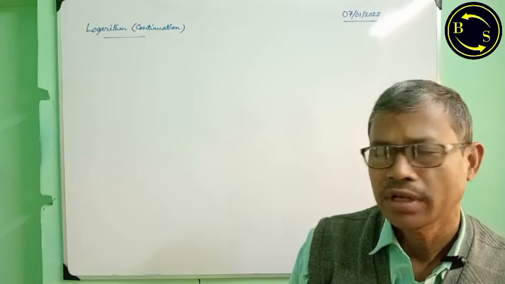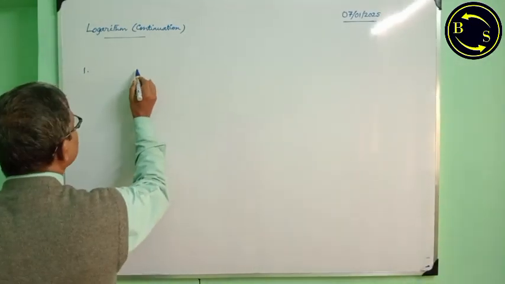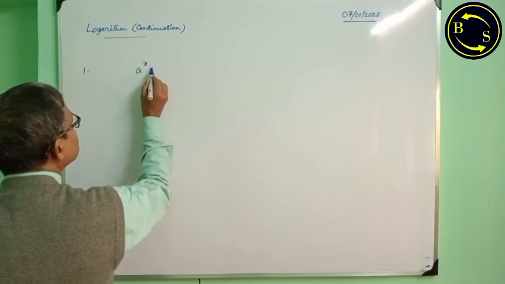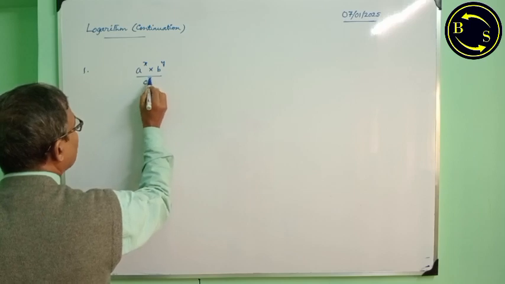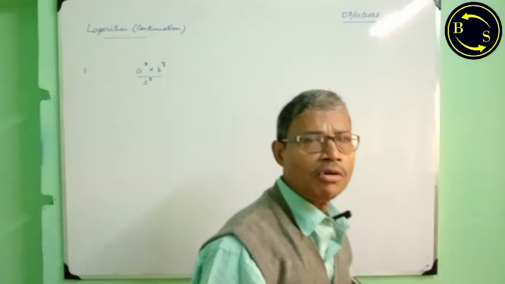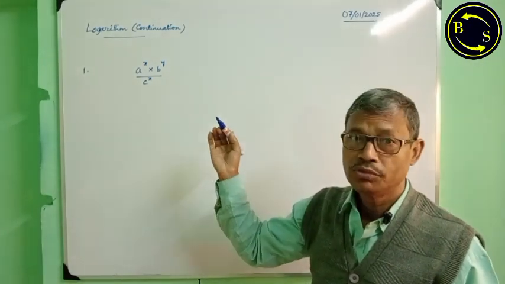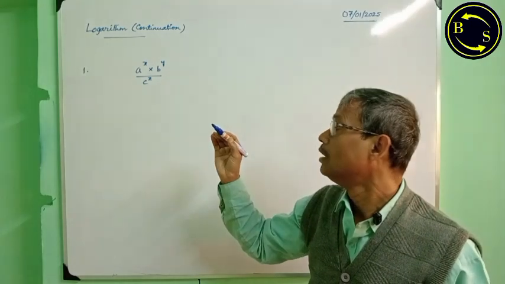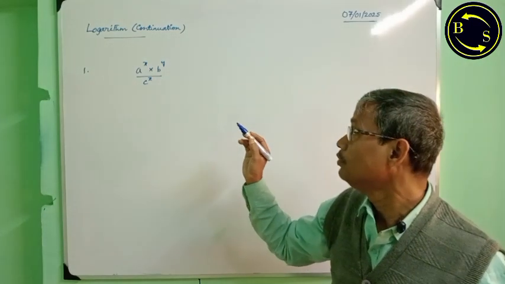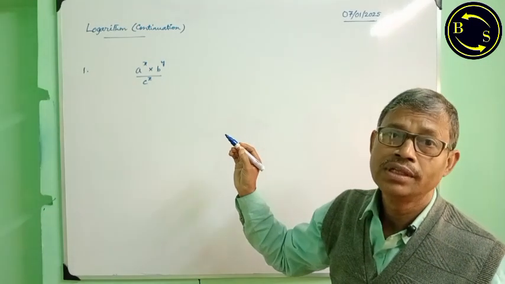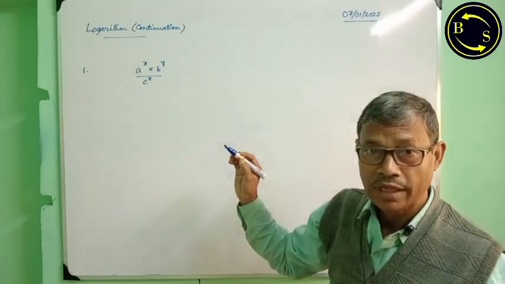I take an example like this. The given expression is of this form: a to the power x into b to the power y divided by c to the power z. Already I have mentioned the complicated calculations which are of this form. We apply here logarithm, then anti-logarithm to calculate the value.